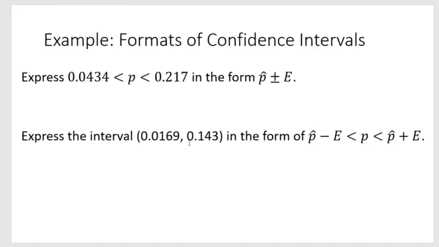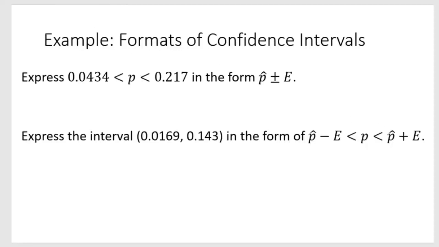I don't have any practice for us to do that because that is almost direct. We could take this one and put parentheses 0.0434, comma, 0.217, close parentheses. It'd be the same sort of thing. So we don't practice that, but we are practicing taking these formats into the 2 other formats.